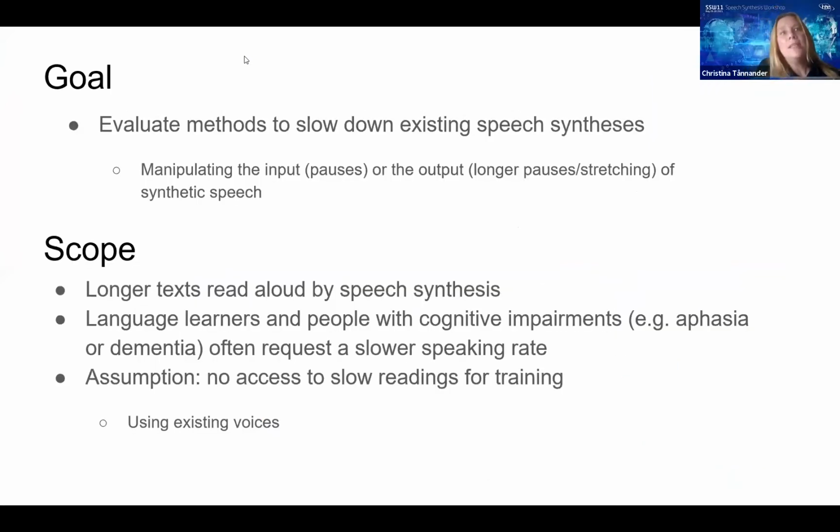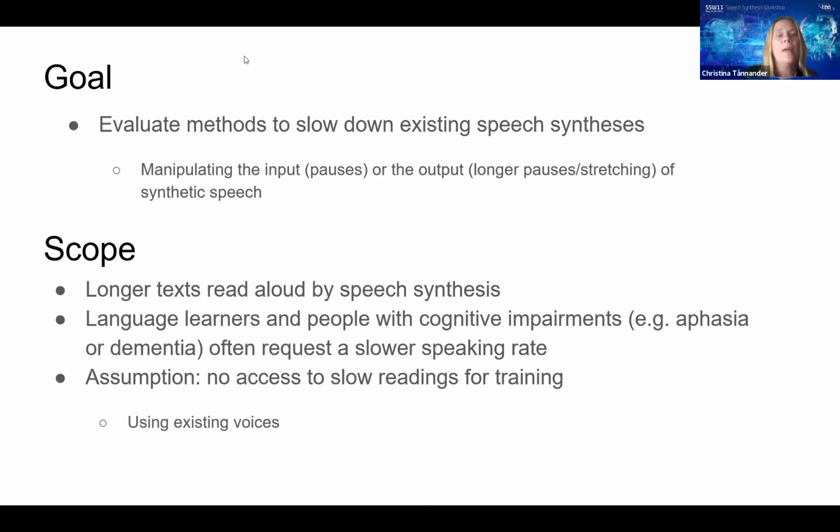The goal with the study is to evaluate methods to slow down existing speech synthesis. And we do that by manipulating the input to the synthesis, by inserting pauses at certain locations, or by manipulating the output. And this means that we are making the pauses longer, or we are stretching the speech signal of the synthesized speech.